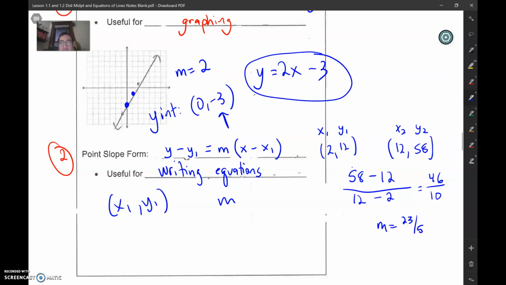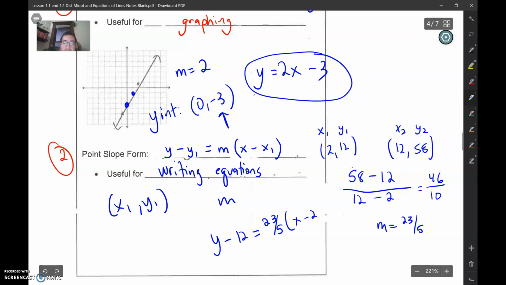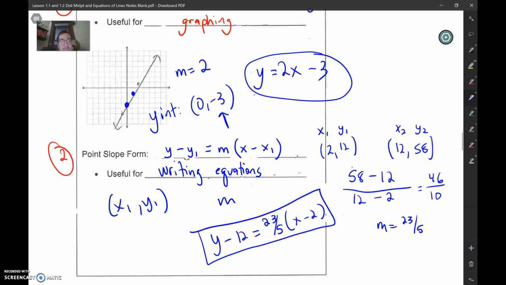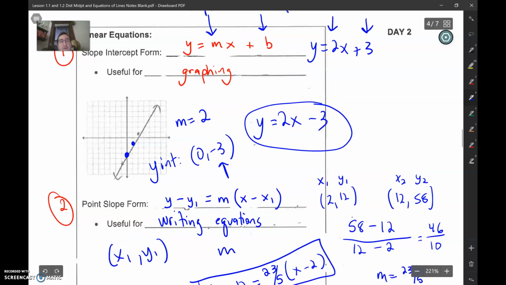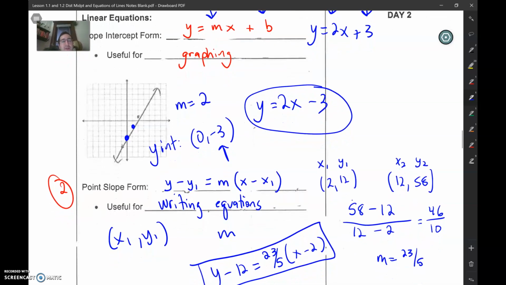So check this out. We need to make an equation for this line. We've got our point, boom, this one up here. We've got our slope. So our equation would be y minus our y value equals our slope times x minus our x value. There's our equation of the hypothetical scenario that I just made up. It's really nice. Point slope is really nice when you have to make an equation, and slope-intercept form is really nice when you have to graph.